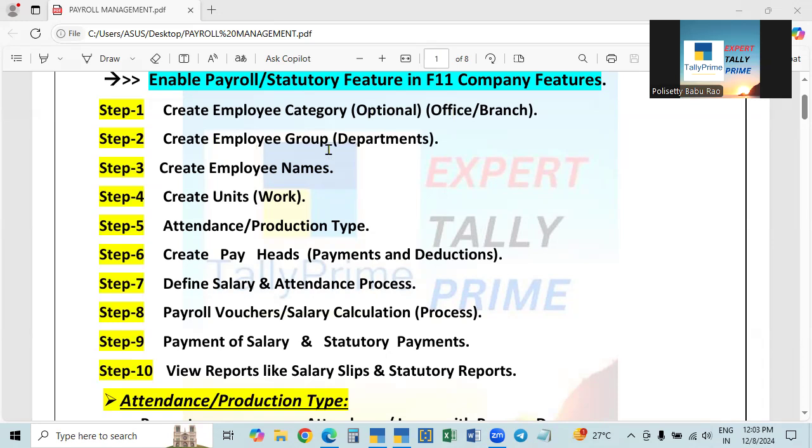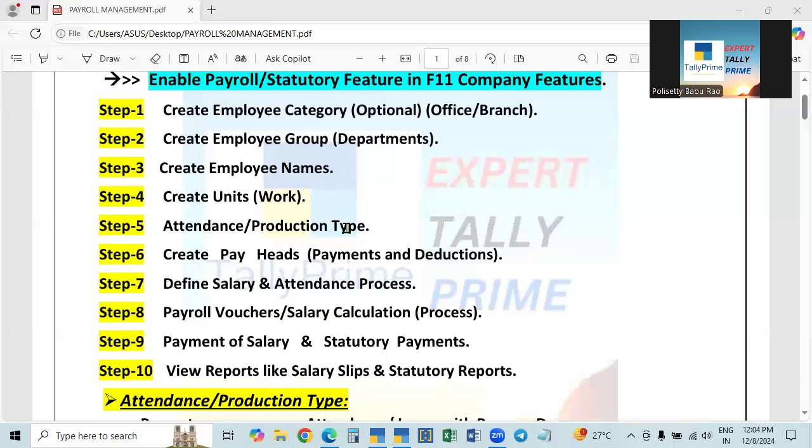And in each department or group, there will be some employees whose names we have to create, and we have to give all the details relating to these employees. Then creating the units of work. Generally, we require them nowadays, and many will be created by default. For overtime work, we create hours and minutes, a simple unit and a compound unit. Hour of 60 minutes we will create.